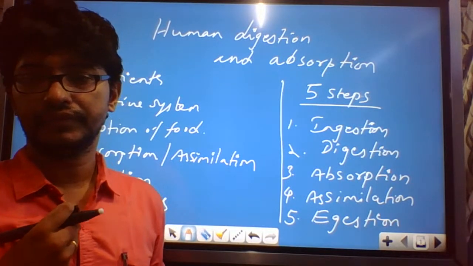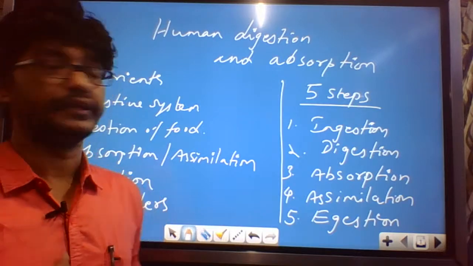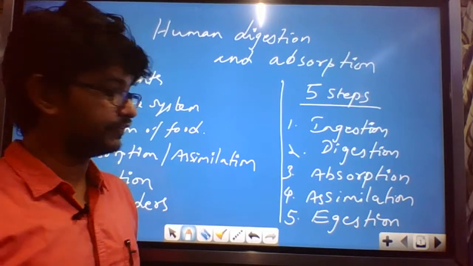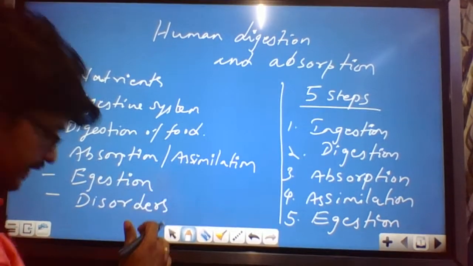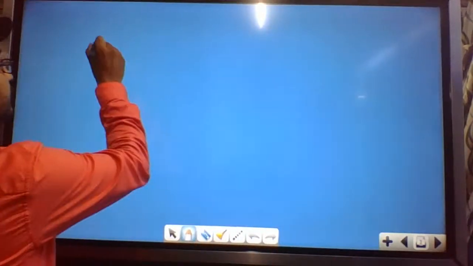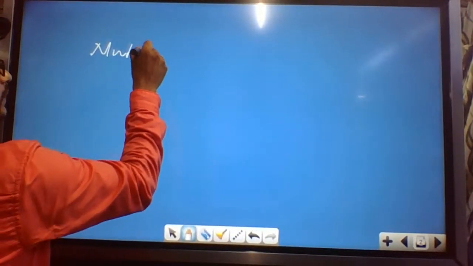Right. So first we'll start with the nutrients. As far as the nutrients are concerned, we'll start with the nutrients part.